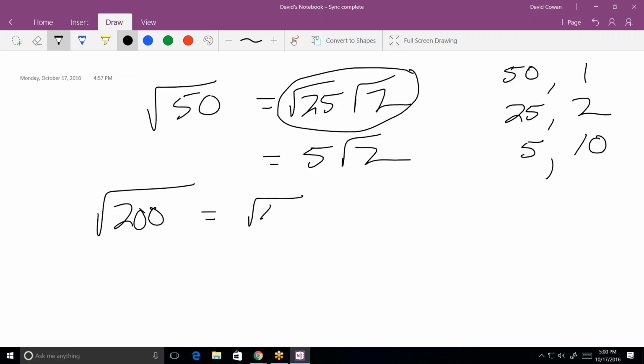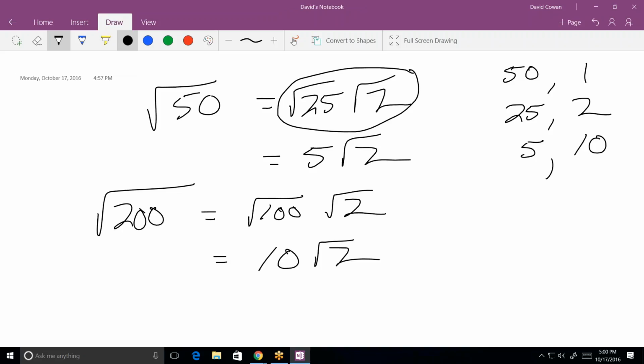Root 100. Don't forget that root. It's very important to put radical signs under both factors. You don't want to forget it. Okay. Now what? Yeah, 100. It becomes 10 root 2.